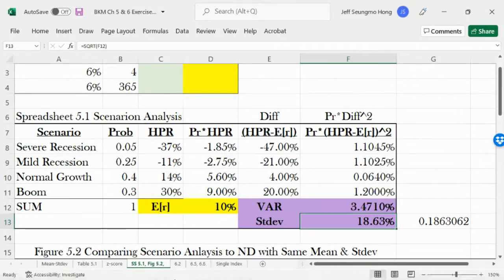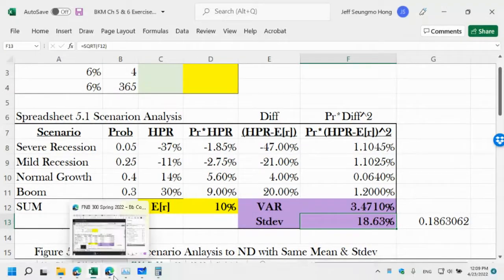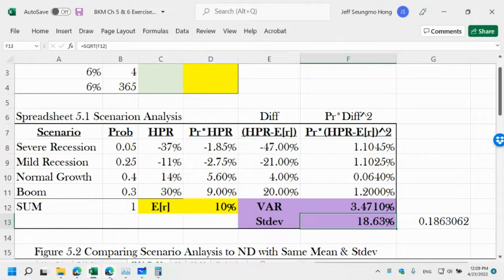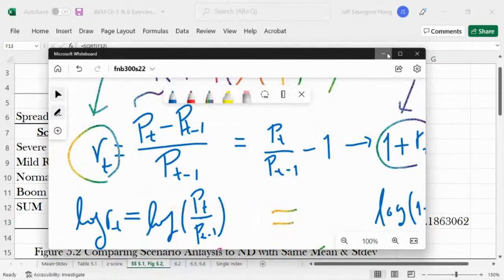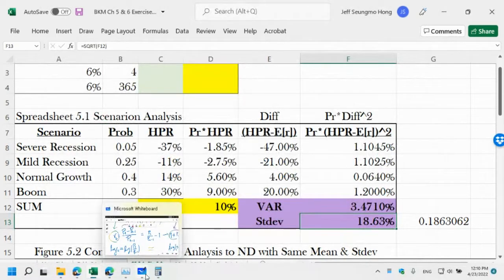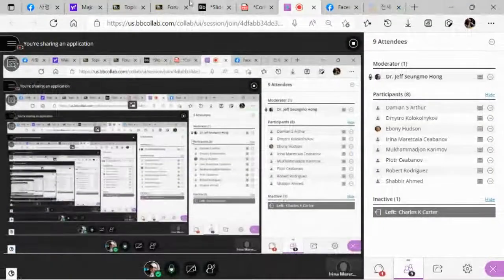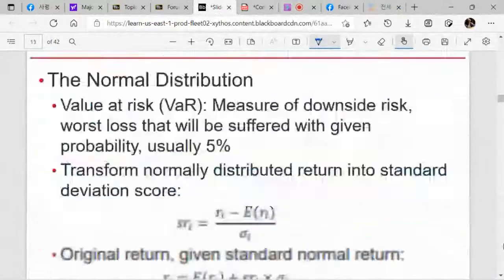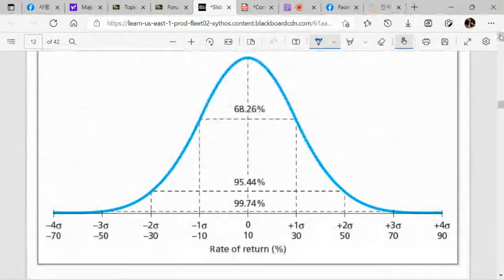And how is it going to play in our scenario? Well, it's all about normal distribution, because we will need to borrow the properties of normal distribution. And of course, normal distribution, we also discussed in Finance 100. But again, let's see. So here, this is basically the properties of normal distribution, right?